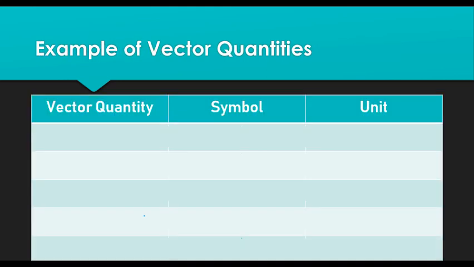Let's look at some examples of vector quantities. We look at the vector quantity, its symbol, and its associated unit. The first one is velocity. The physical quantity is velocity and it's a vector, and we represent it as a V, and again we place our arrow above the symbol to indicate that it's a vector. The unit of velocity, as we know from before, is meters per second.